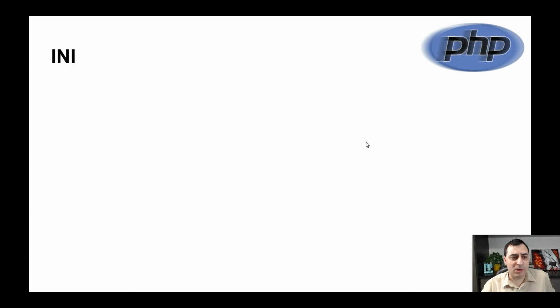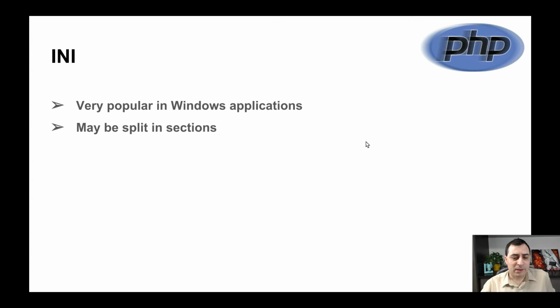can be handled in PHP, starting with INI. The INI format is very popular on Windows applications since many years ago, so many people are familiar with it. Basically, it is a format that allows you to split the configuration of your applications in different sections according to the context of the different configuration values that you may have.